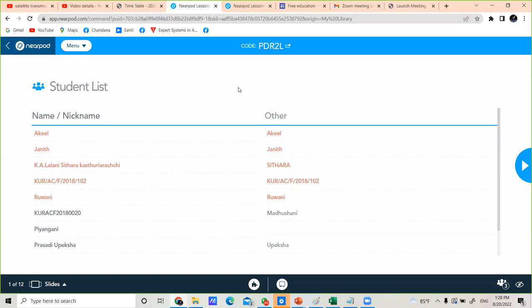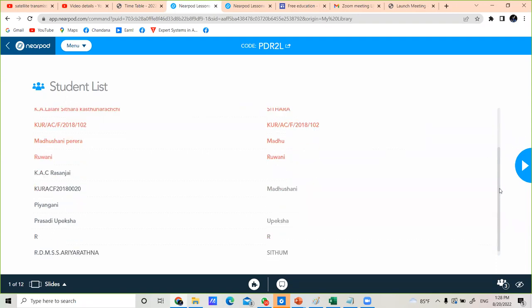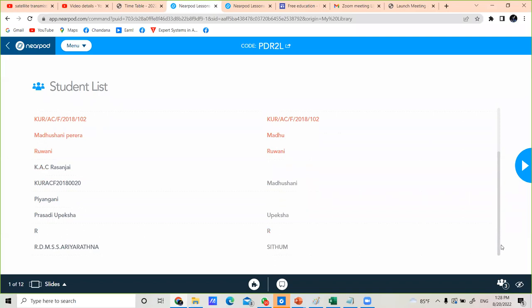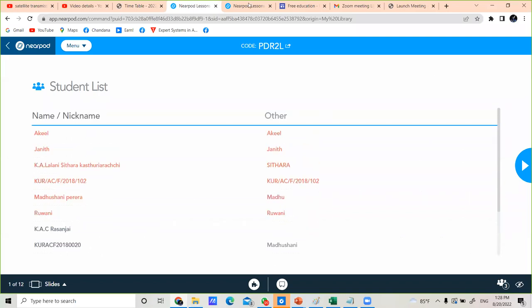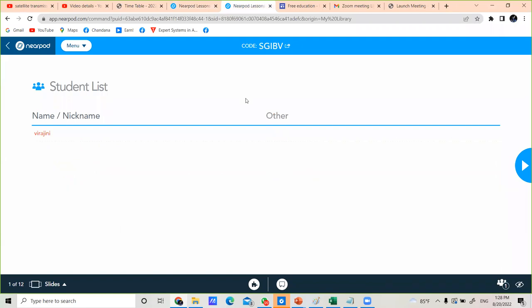Those who do not join the system will not be able to do the activities. They can only follow along with the lesson. They are not able to take part in the activities. If you want to do the activities, then try to join the system here. Using the second one, one student joined.